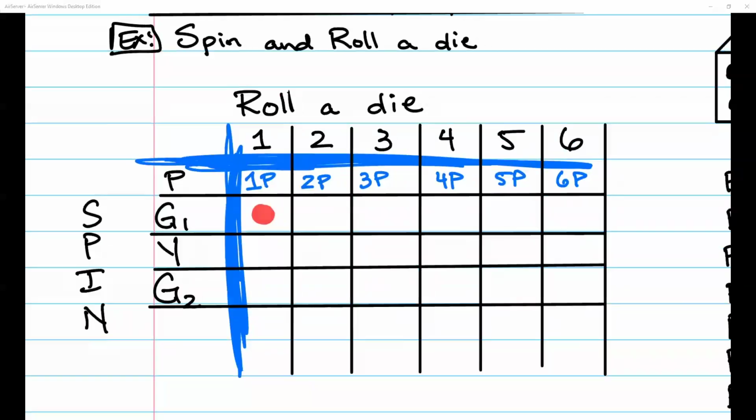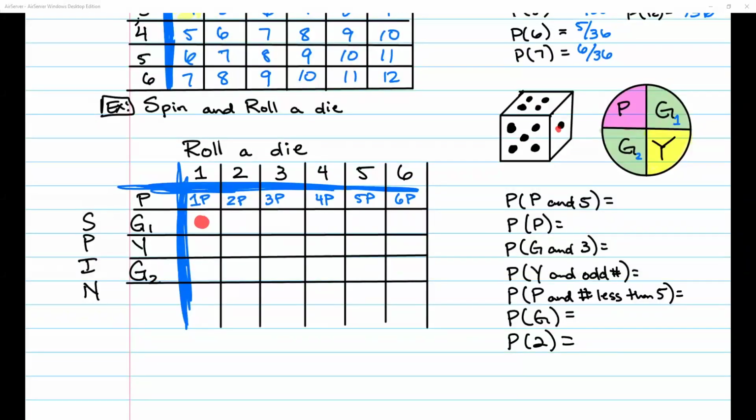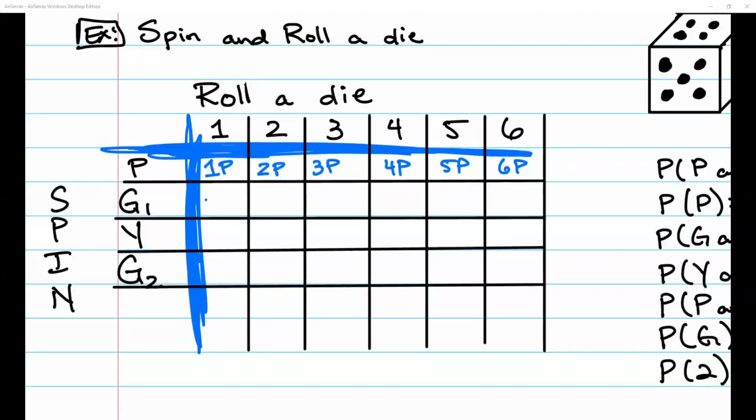What about for this one? Well, on this one, I rolled a 1 and then landed on the first green spot right here. So I'm going to call this 1G1. This one's going to be 2G1. Oh, I messed up, that's not 3G2, sorry. That is 2G1, because again, I rolled a 2, but I still landed on that first green space. Here, I rolled a 3, and I still landed on that first green space. I rolled a 4, and I landed on that first green space. So this is 5G1 and 6G1.